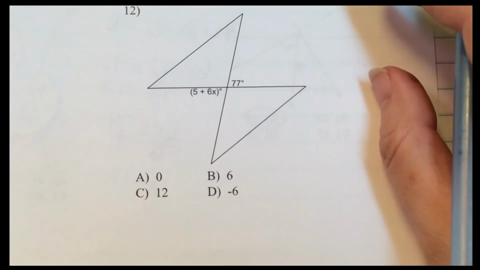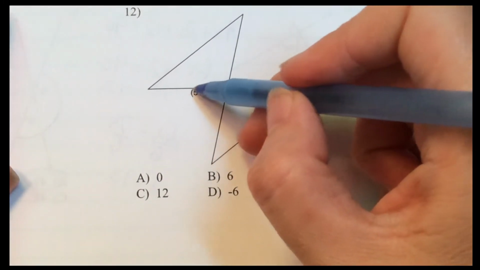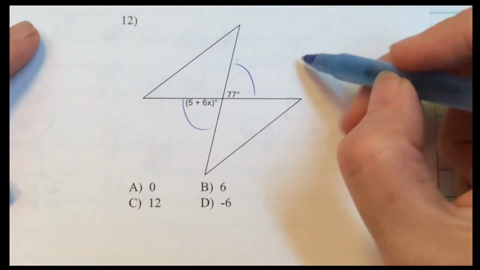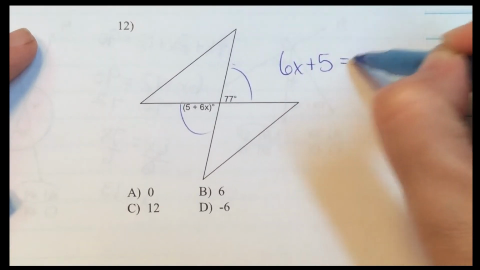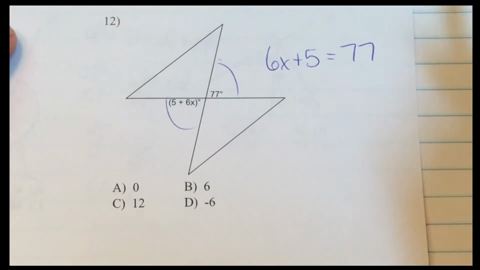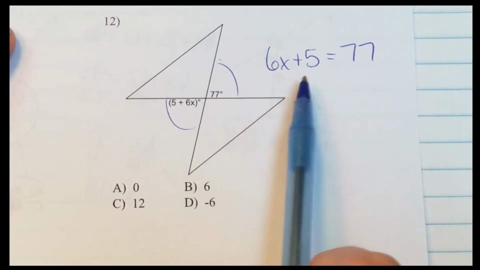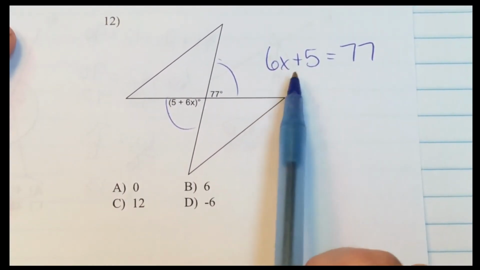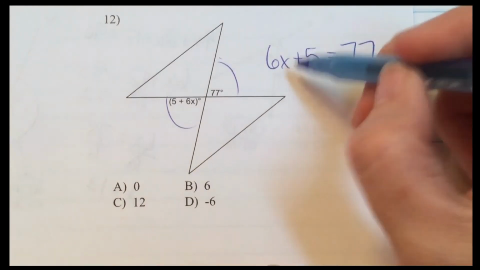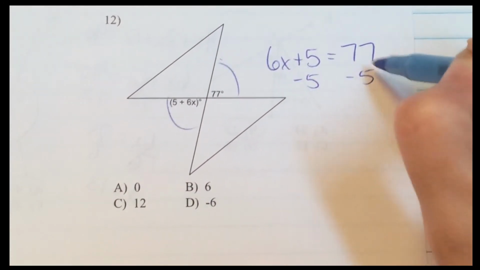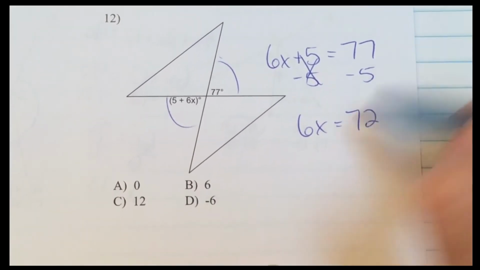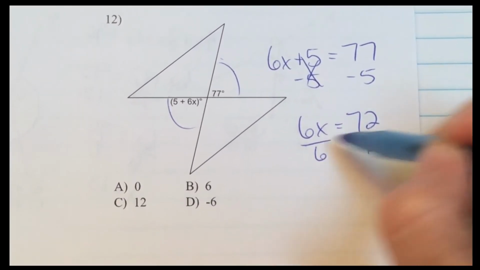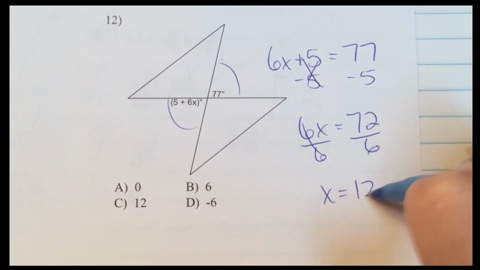Number 12, also vertical angles. So we're going to set them equal. 6x plus 5 equals 77. Notice I kind of rewrote it a little bit. This makes more sense for students. And I'm going to subtract 5 from both sides, which is 72. Divide by 6, and we get 12.